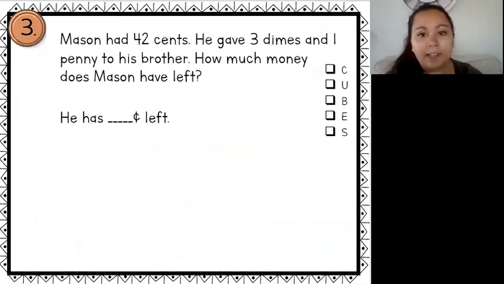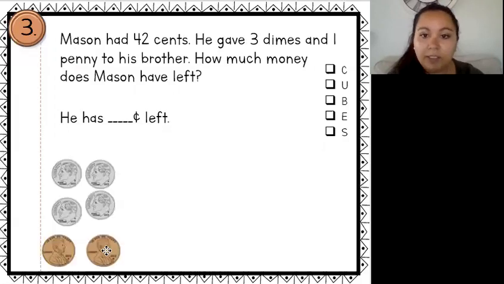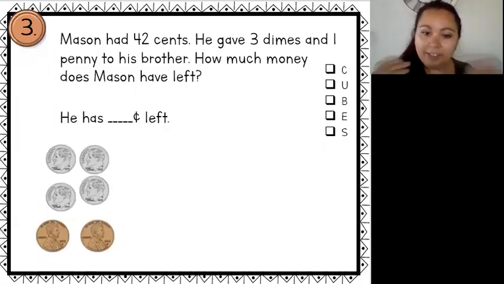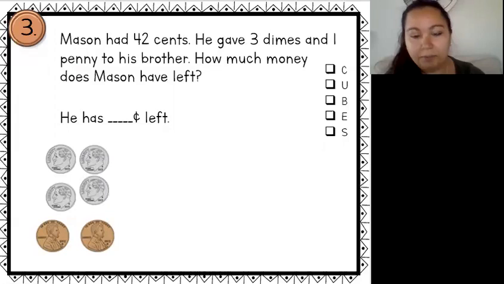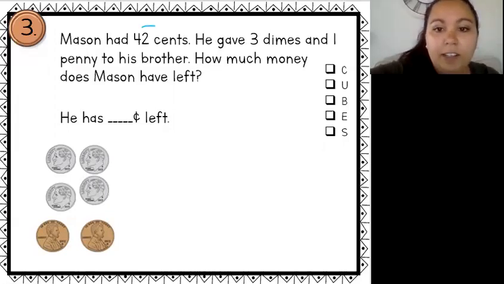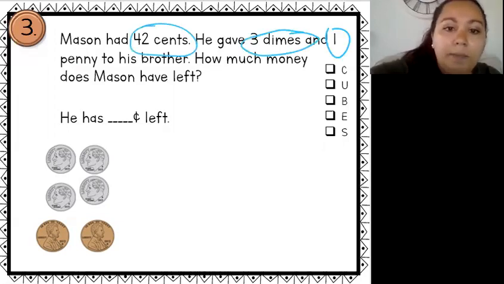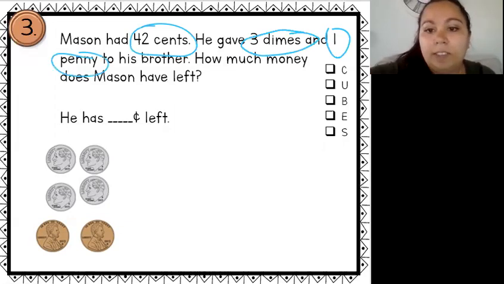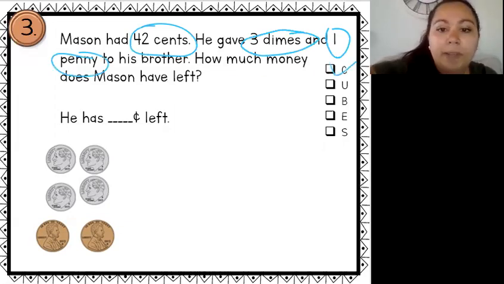So in this case, I was thinking that I wanted to give 42 cents. There's a couple different ways I wanted to make it, but I know he's going to give away dimes. So I started to get some dimes. I'm just going to put those 42 cents in there. You picture him having 42 cents, 4 dimes and 2 pennies, right? So let's get to circling there. 42 cents, but he gave 3 dimes and 1 penny. I've circled. How much money does Mason have left?